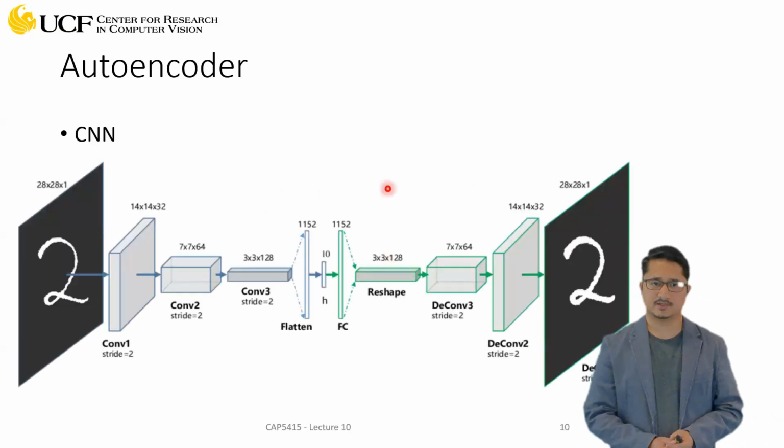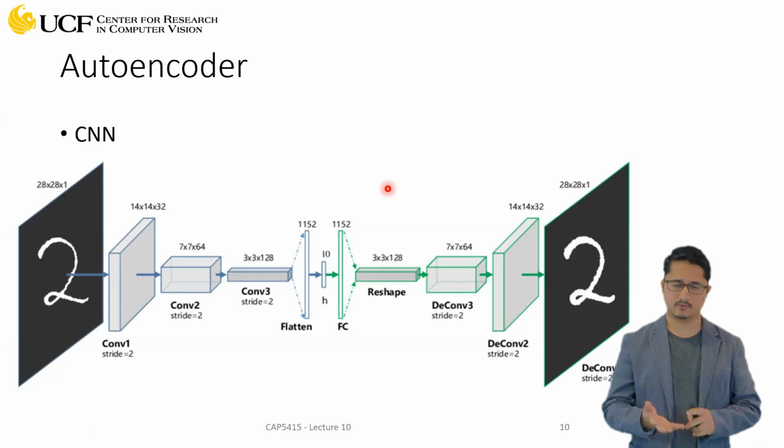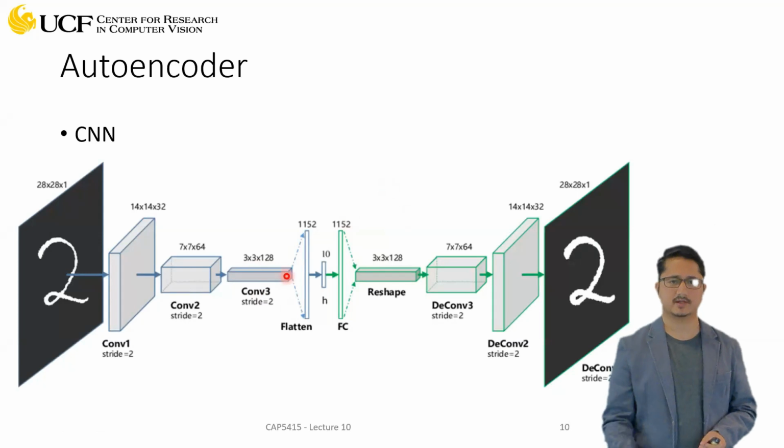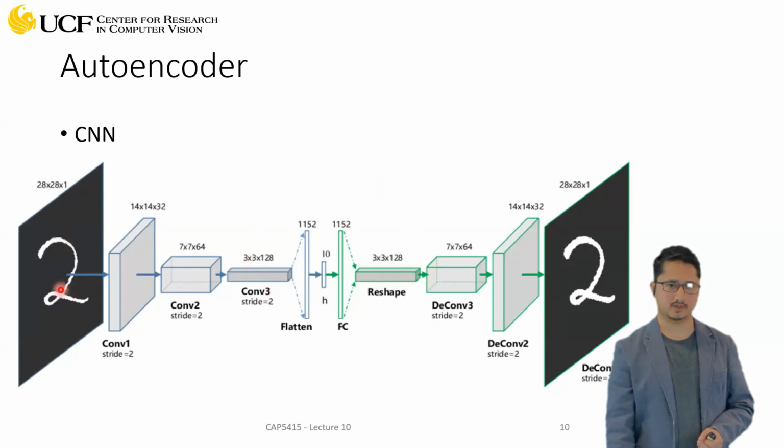Now, as I said, like autoencoder, you can have fully connected layers, you can have CNNs, you can have something else as well. And this is a very standard CNN based autoencoder where you have input images, and in this case, it's a grayscale image. So what you do is you have these convolution layers, and the idea is you try to compress your features to get a very small latent code.